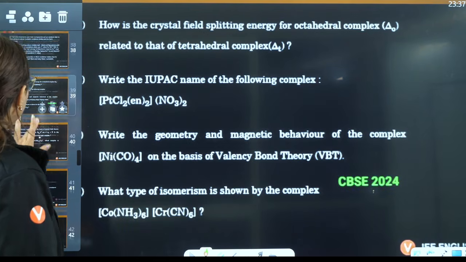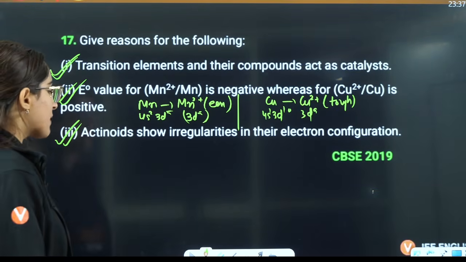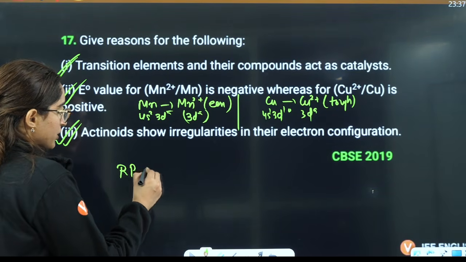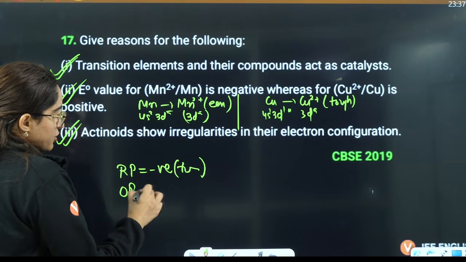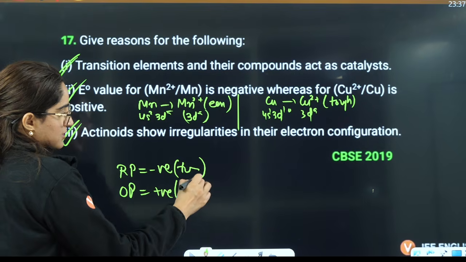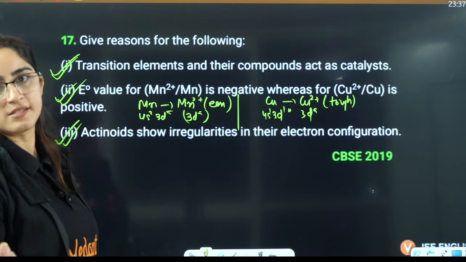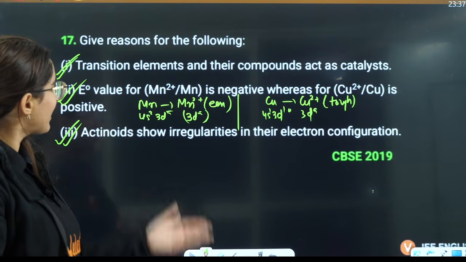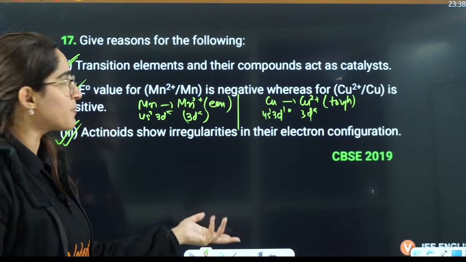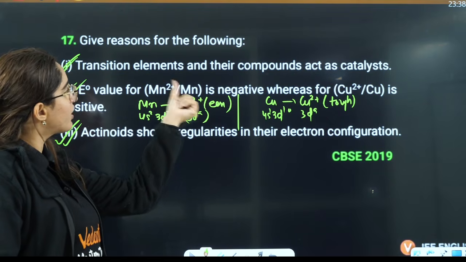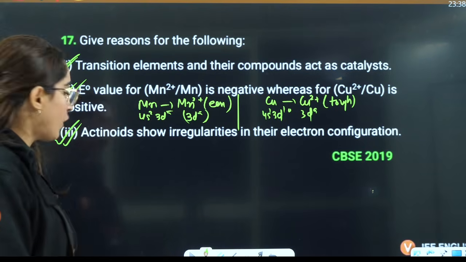Now, next one. How I am solving this: if they have given me reduction potential negative, I'll say it is tough. Then oxidation potential will be positive and it will be easy. And I'll see why it is easy. There must be some stability, that is why it is easy. For you, it is quite simple. They have given you which is negative, which is positive. You just have to answer it. Just remember, if it is negative, this conversion should be difficult and the opposite conversion has to be easy. Simple. Okay?